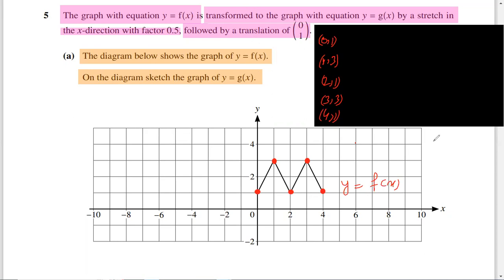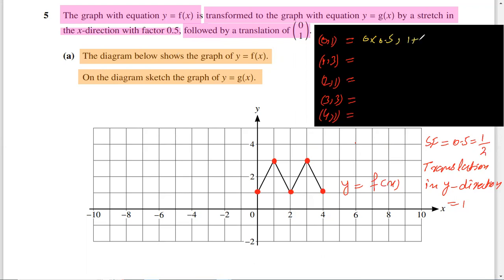Because the stretch factor in x direction is equal to 0.5, that is 1 over 2, and the translation in y direction is 1 unit upward, these points can be changed by applying these two given transformations. Because the stretch is in x direction, the new point will be 0 times 0.5, comma, y plus 1.